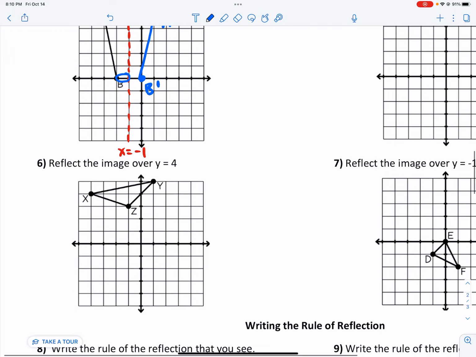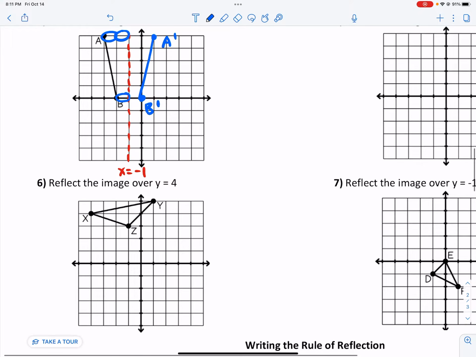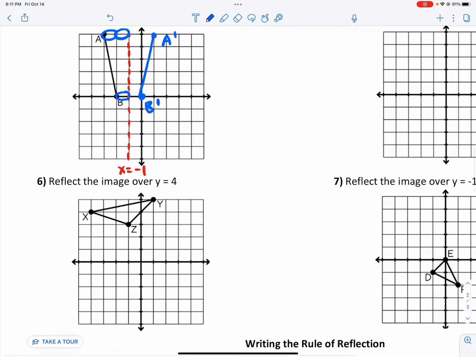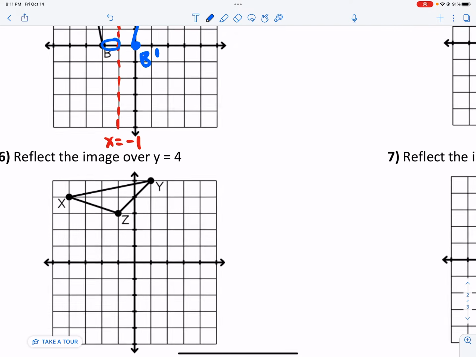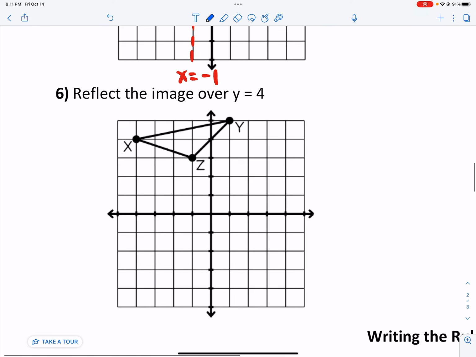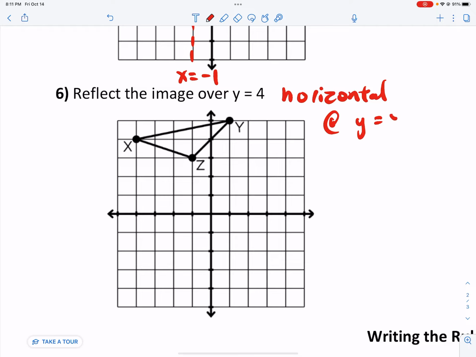All right, and I will help you with number 6. I'll draw the line for you, and then you do the reflection. So reflecting number 6 over the line y equals 4. So since this is a y equals, this is a horizontal line at y equals 4. So 1, 2, 3, 4.